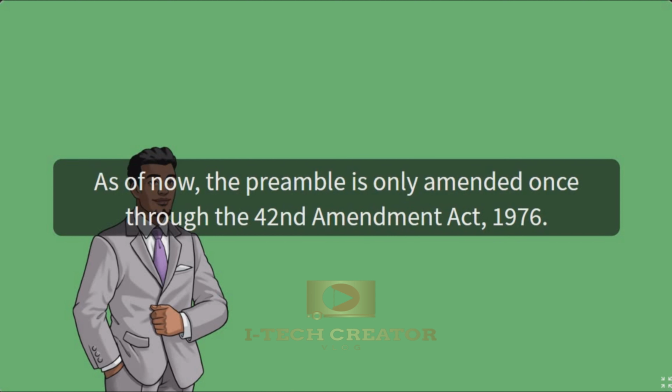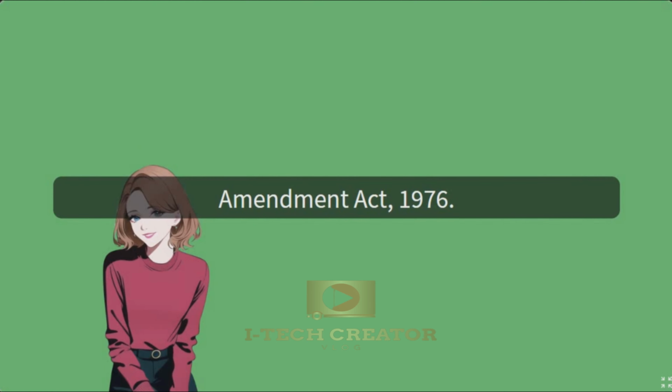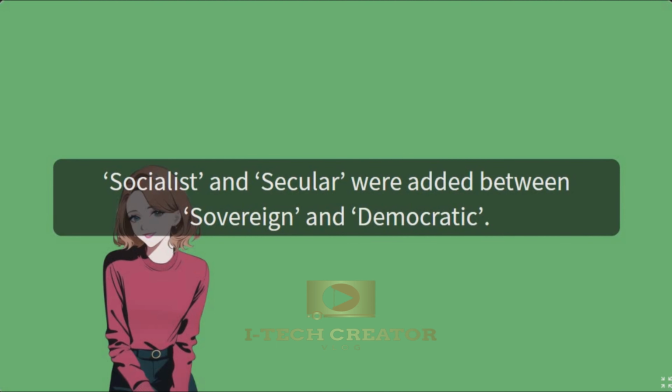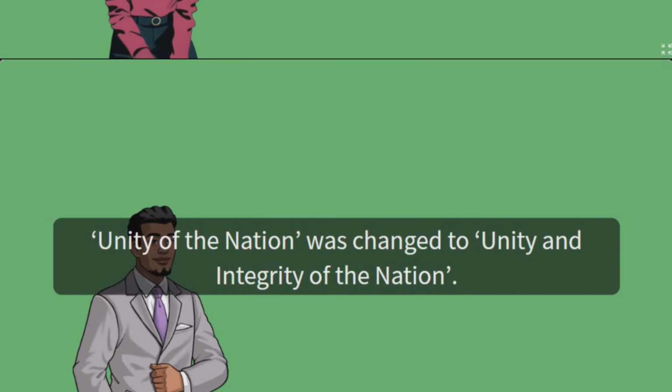As of now, the Preamble has only been amended once, through the 42nd Amendment Act, 1976. The terms socialist, secular, and integrity were added to the Preamble through the 42nd Amendment Act, 1976. Socialist and secular were added between sovereign and democratic. Unity of the nation was changed to unity and integrity of the nation.